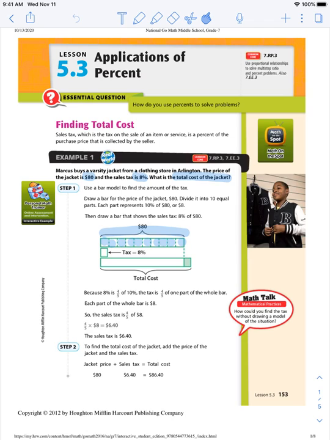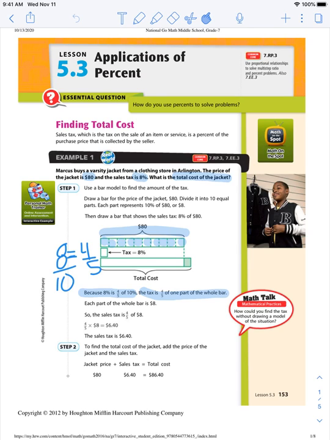Now I know 8 is 4/5 of 10, so 8 over 10 equals 4 over 5. I'm going to use that to find what 8% is. So 8% should be 4/5 of 10%. Because 8% is 4/5 of 10%, the tax is 4/5 of one part of the whole bar.